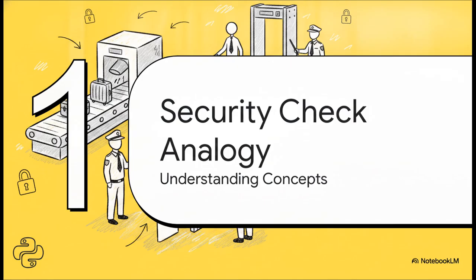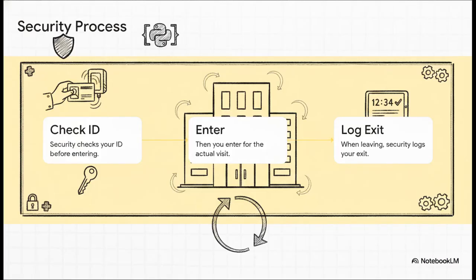The security check analogy. Understanding the concept. Okay, before we even look at a single line of Python code, let's ground this concept in the real world so you actually get what a wrapper does. Imagine you're visiting a tech headquarters for your interview. Step 1, security checks your ID. Step 2, you enter the actual building for your visit. And step 3, security logs your exit.